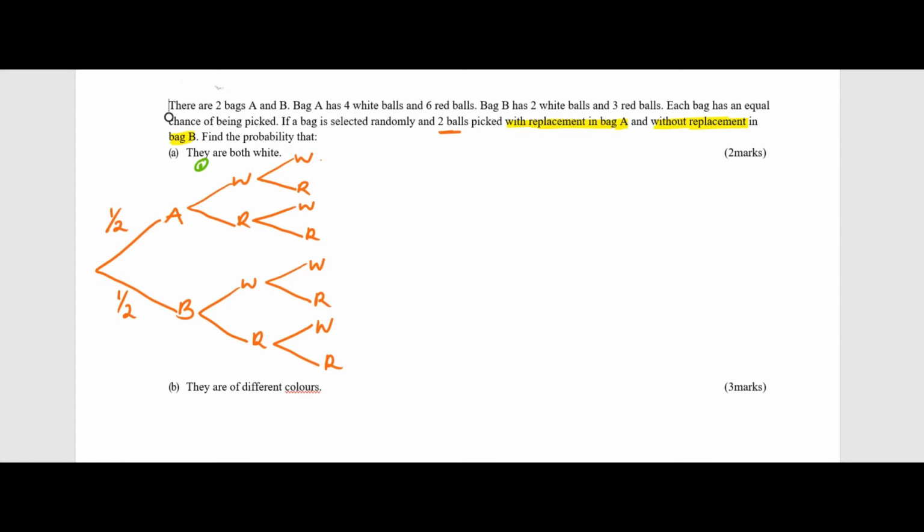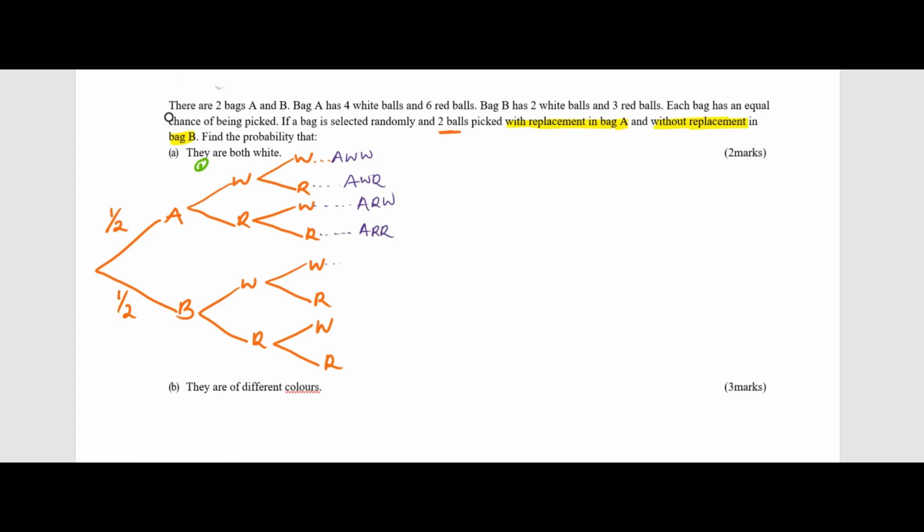After representing this, it is very important to name each branch. This is from bag A, white, white. Then there is from bag A, white, red. Then from bag A, red, white. Then there is this one from bag A, red, red.